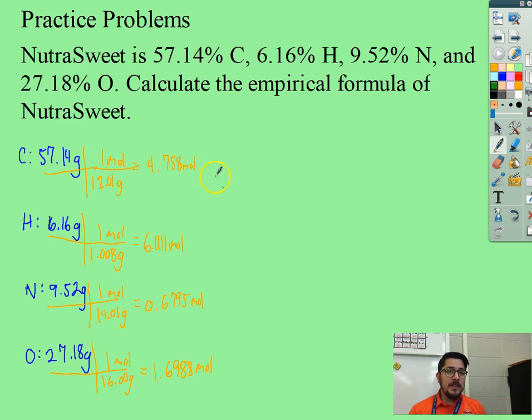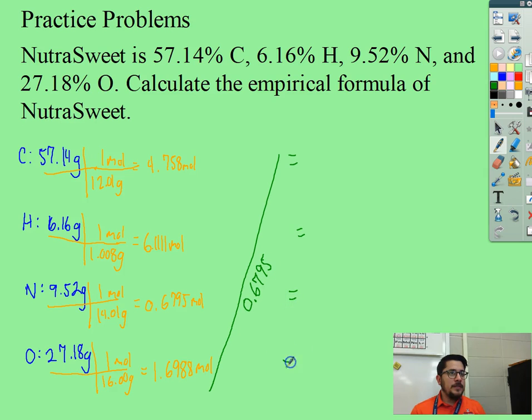Step 2, step 3: divide by the smallest number. So I'm just going to put a line. I like to do that because it's a lot easier. Okay, that's a terrible line. I'm going to divide all these numbers by the smallest one, which was 0.6795.